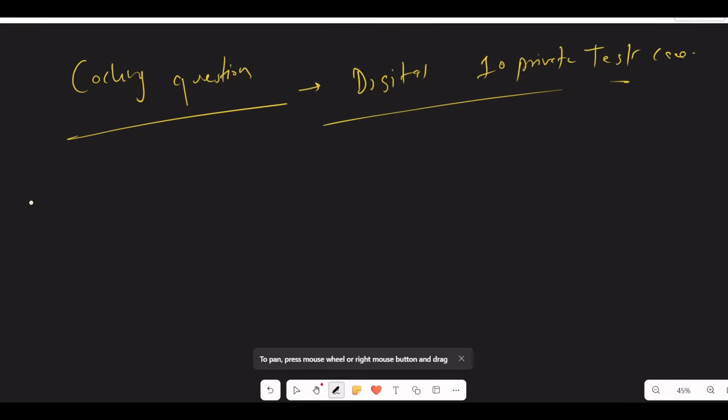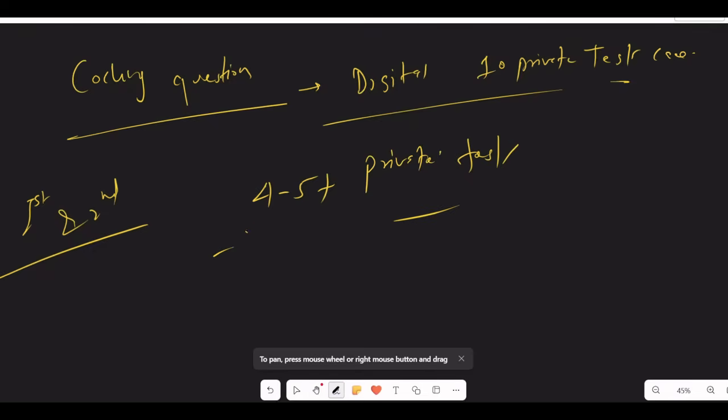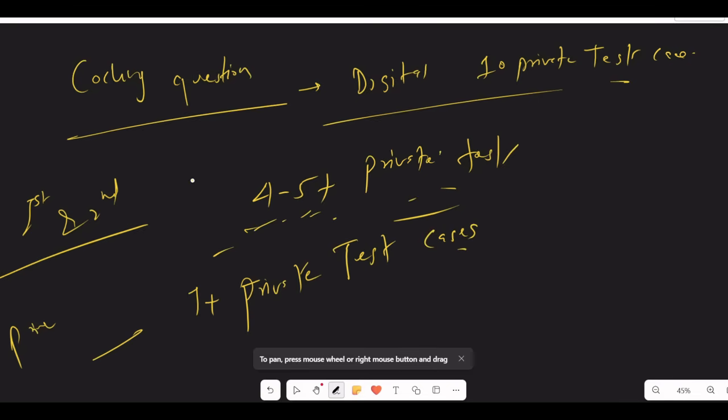What I'm thinking is, let's take a total of 10 private test cases. After combining the first and second question, I think the cutoff for digital will be around 4 to 5 plus private test cases. For prime, the cutoff will be around 7 plus private test cases. Sorry, I mean for prime it should be 7 plus private test cases, and for digital I am saying 4 to 5 plus private test cases. This should be the cutoff.